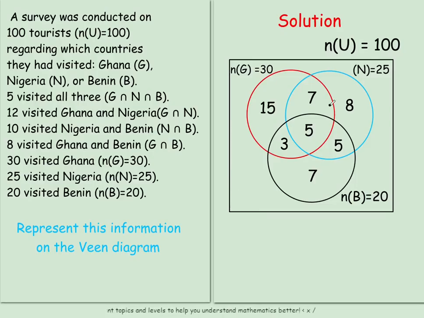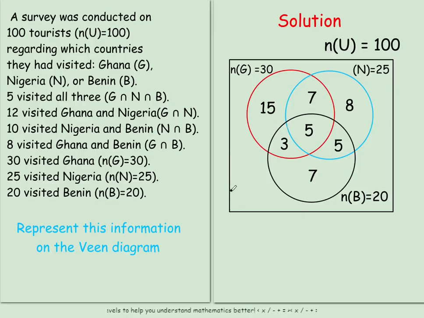So as I'm saying, we should add everything in here and then see if it will actually give us this 100. All right. So we have 15 plus 7 plus 8 plus 3 plus 5 plus 5 plus 7. If you add all of this, you are going to get 50. You see, and 50 is not what we have here.